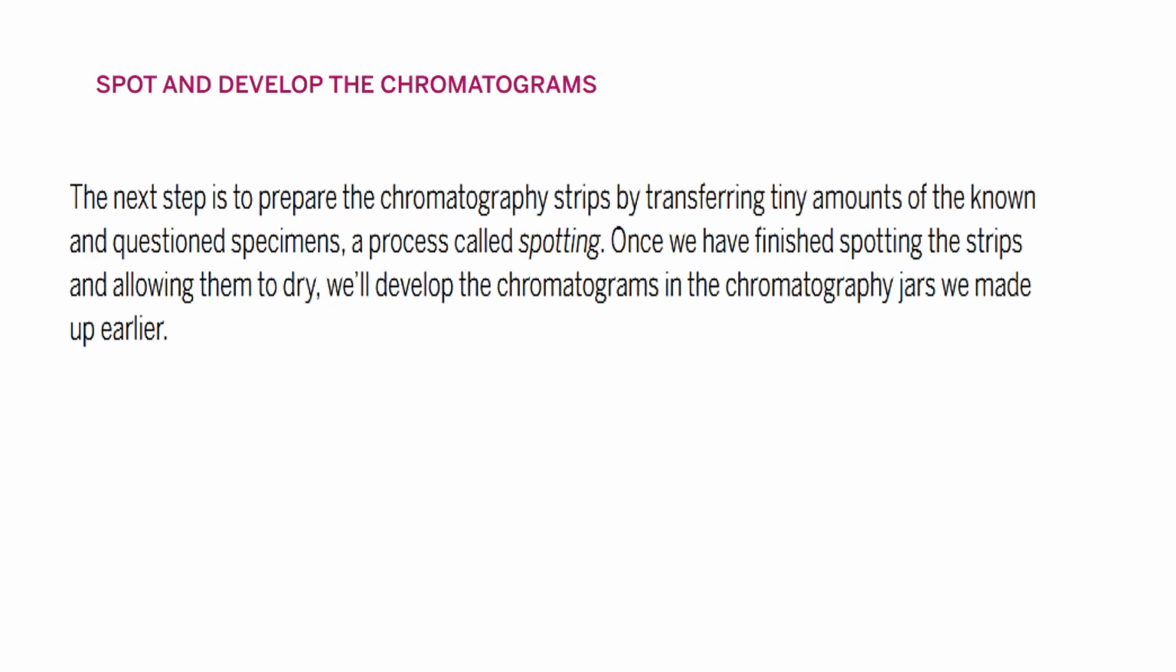Next one is spotting and developing the chromatograms. How to spot it and how to develop it. Okay, now we'll see. The next step is to prepare the chromatography strips by transferring tiny amounts of the known and the questioned specimens. That is the process called spotting. Once we have finished spotting the strips and allowing them to dry, we will develop the chromatograms in the chromatography jars we made up earlier.